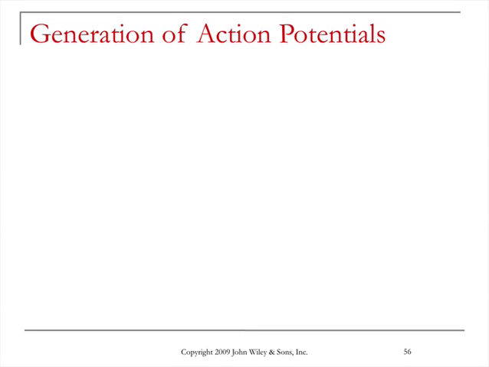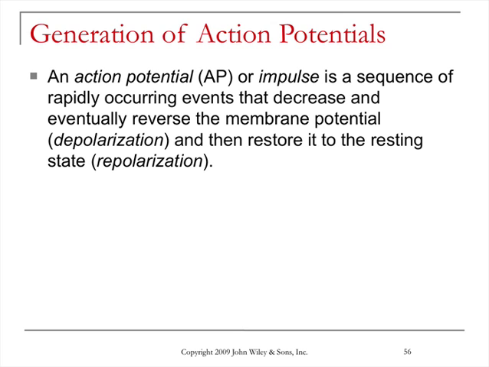We've looked at graded potentials, now let's look at action potentials. An action potential, otherwise known as an impulse, is a sequence of rapidly occurring events that first decrease and then eventually reverse the membrane potential. This decrease in the membrane potential is referred to as depolarization, and then it is followed by a restoring of the resting membrane potential, and this is called repolarization.